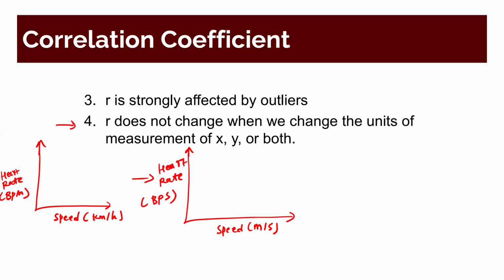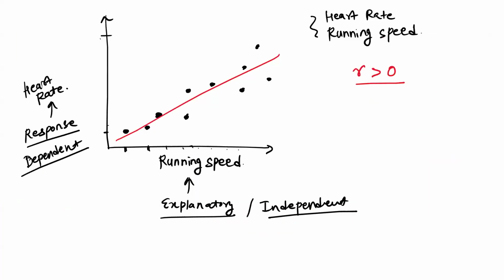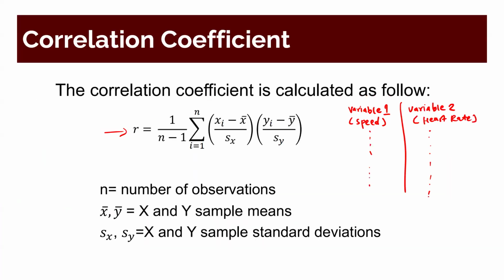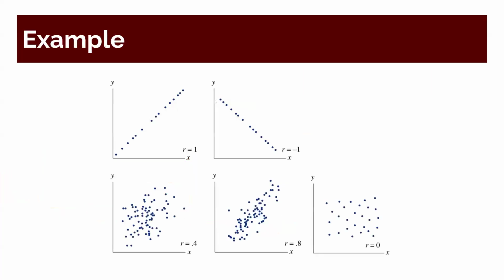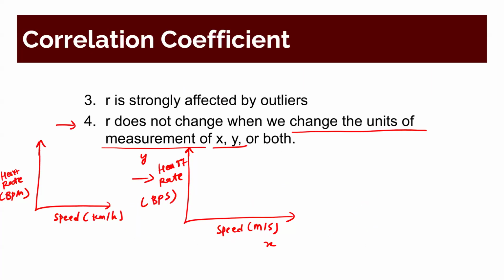The R does not change across these two. Even when you change the units of measurements of X and Y, where this is X and this is Y, the R still does not change. So that's important. When you change the units in both, the data set shifts consistently. Is this clear?